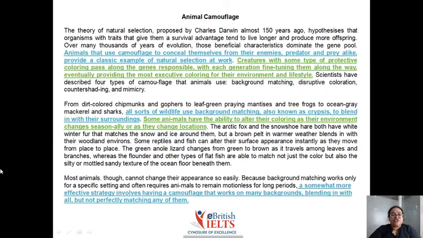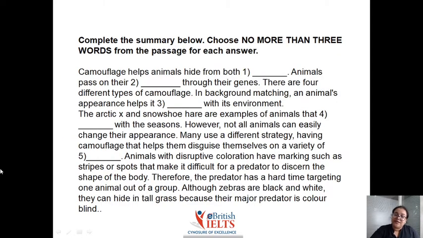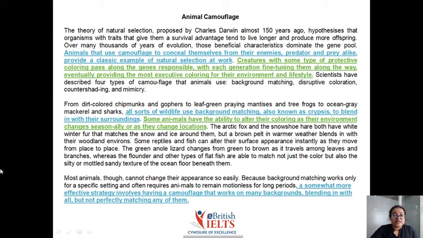So now if you look at the passage here, come to the second paragraph and the second line. It says, all sorts of wildlife use background matching, also known as crypsis, to blend in with their surroundings. So all sorts of wildlife, what are they doing? They use background matching. Every wildlife animal matches themselves to the background. This is known as crypsis. This part is not relevant to us, but then it says to blend in with their surroundings. Now the question has the word environment. Here in the text we have the word surroundings. So both of them are synonyms of each other if you look at it in the broader sense. So the answer is somewhat related to this.